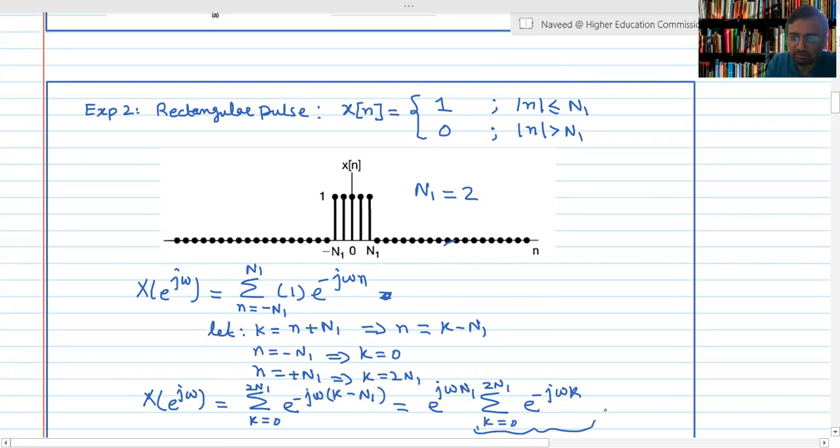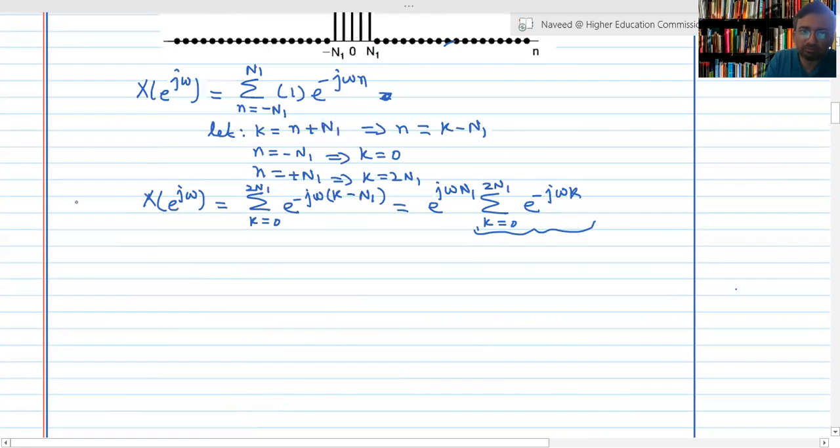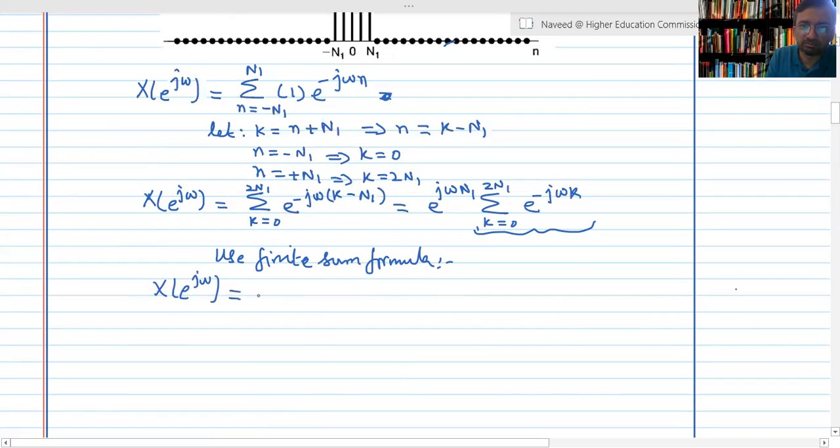And we can now use the finite sum formula to get the discrete time Fourier transform: e^(j omega N1) times 1 minus e to the power minus j omega (2N1 plus 1), divided by 1 minus e to the minus j omega.